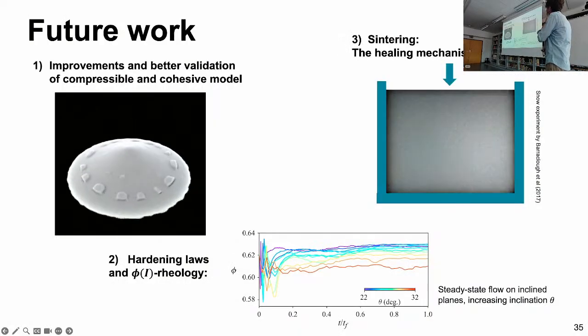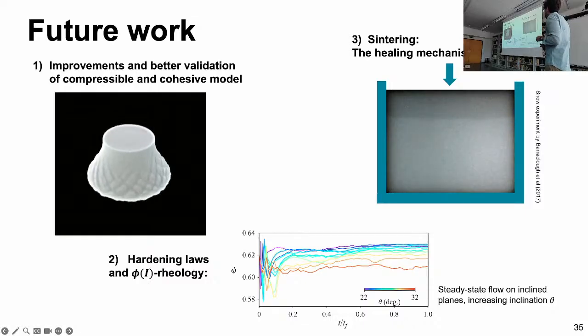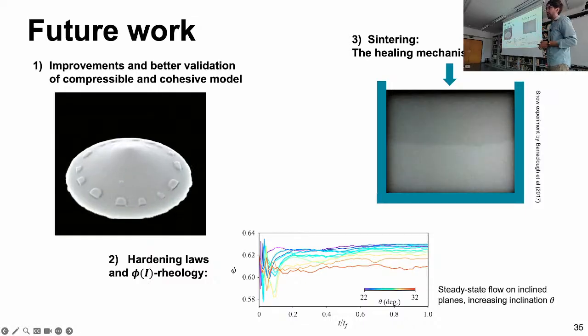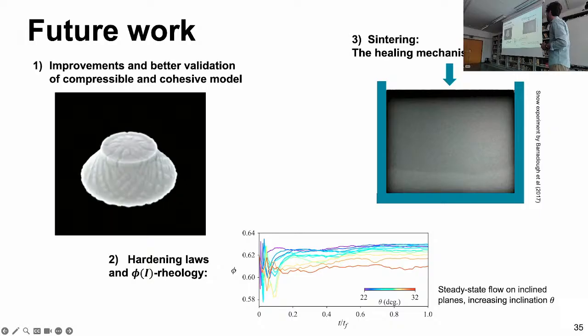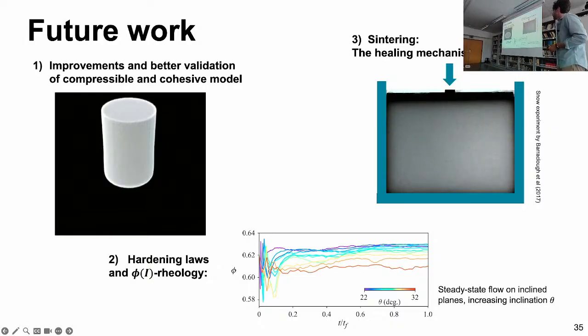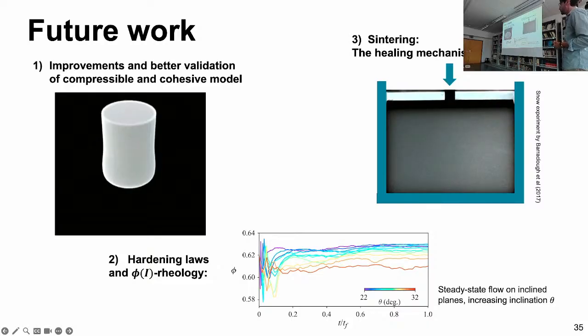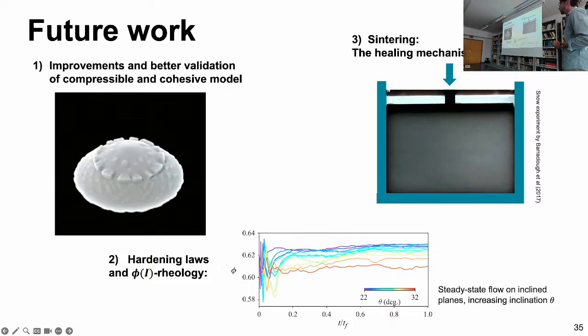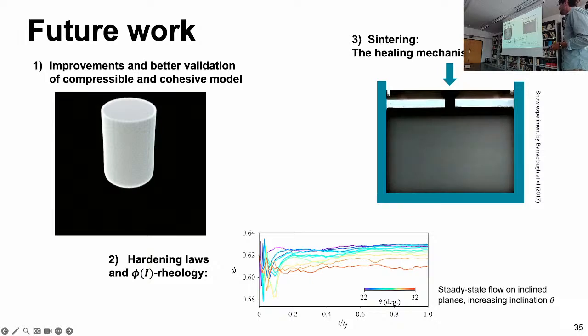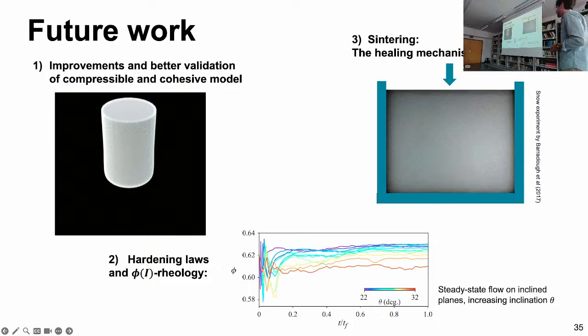Okay, this is my last slide, just to tell you a little bit of my future work, and also what maybe could be a point of collaboration with you guys as well. We want to improve our model, the one I showed you today, to better capture cohesive and compressible materials. One step that we have to do is to improve our hardening law so that we can better reproduce the observed density variations.